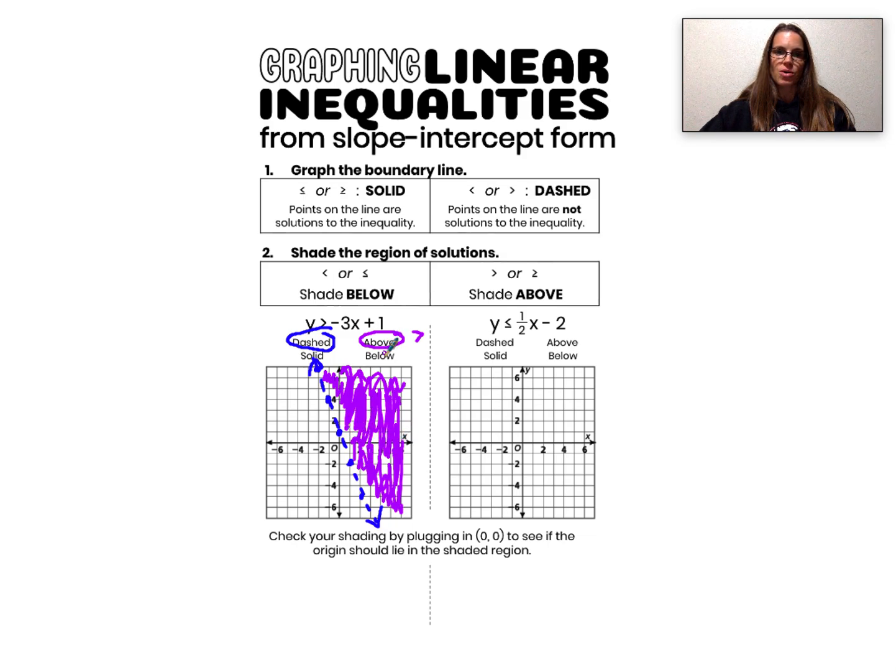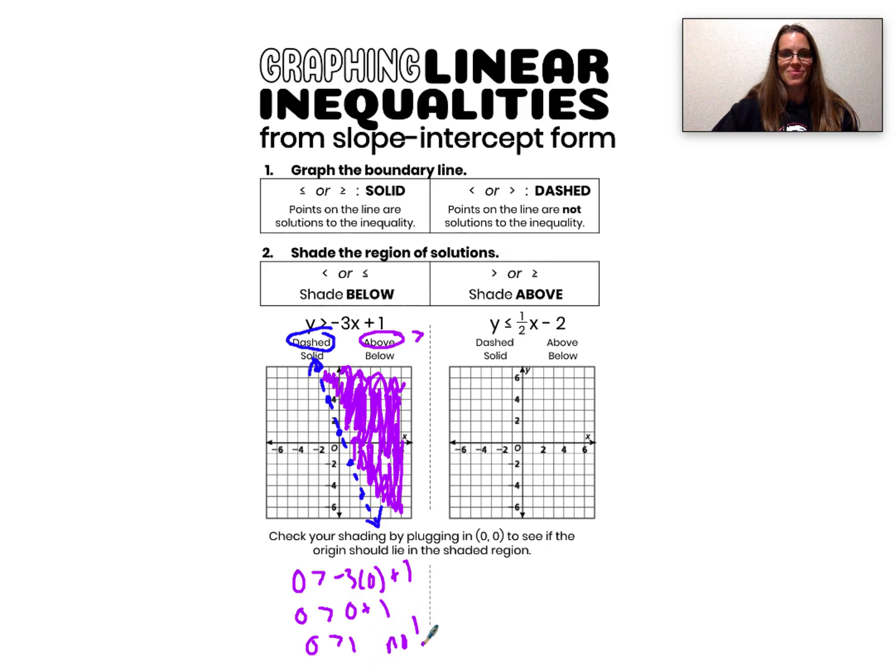This arrow up to show above is useful to some students, but some students have a really hard time determining shading that way. If you have a hard time determining the shading that way, you can also plug in a point, most commonly 0, 0, and see if 0, 0 satisfies the inequality. So is 0 greater than negative 3 times 0 plus 1? Is 0 greater than 0 plus 1? Is 0 greater than 1? No. That means the origin is not part of my solution set. The origin should not be shaded. It's not shaded, so I shaded correctly. Since the origin was not a solution to my inequality, I shade the side that does not include the origin.